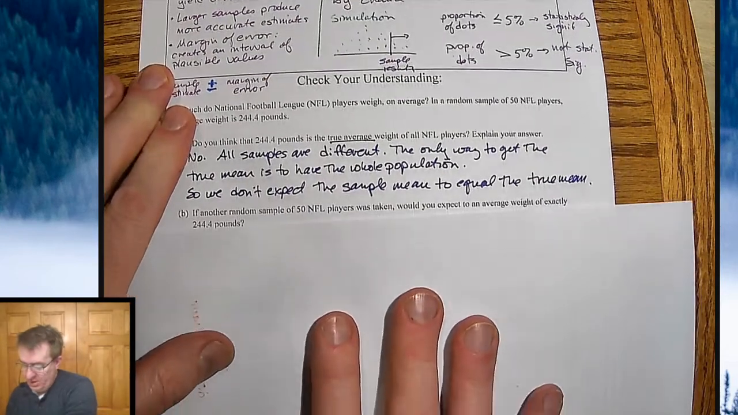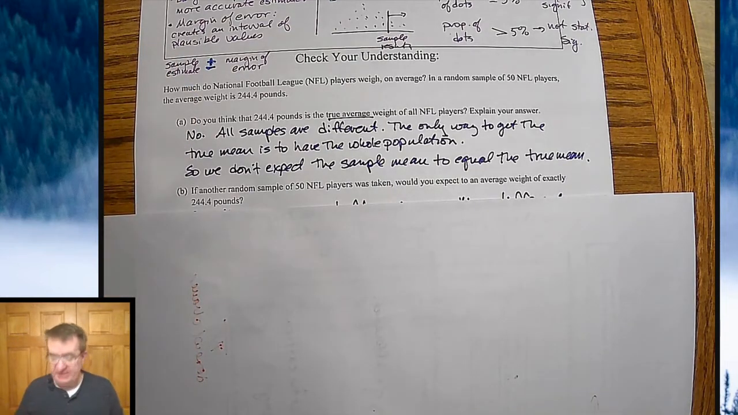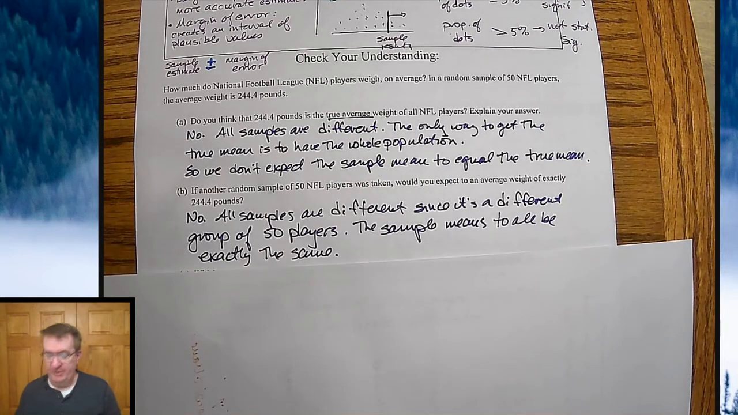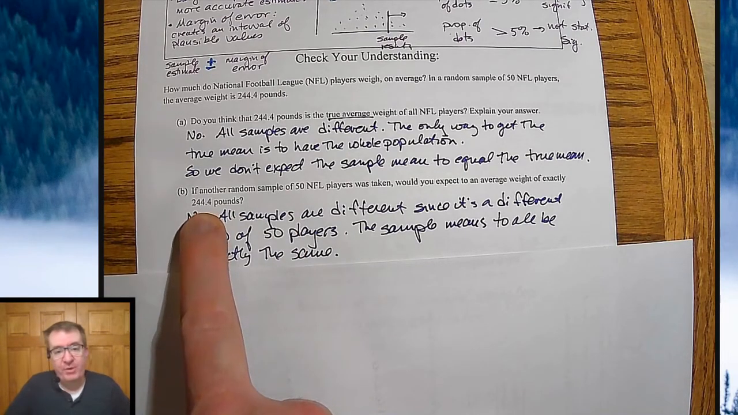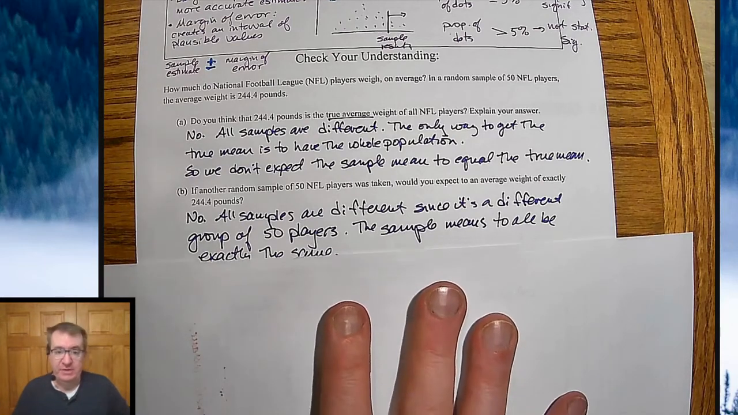If another random sample of 50 players is taken, would you expect that average weight to be exactly 244.4 pounds? And again, all the samples are different. You have a different group of 50 players. Even if you had 49 players the same, you're still going to have a 50th player in there, and it's going to make the weight different. Are there going to be times you might get a sample of 244.4 pounds? Sure. Are you always going to get that? No.